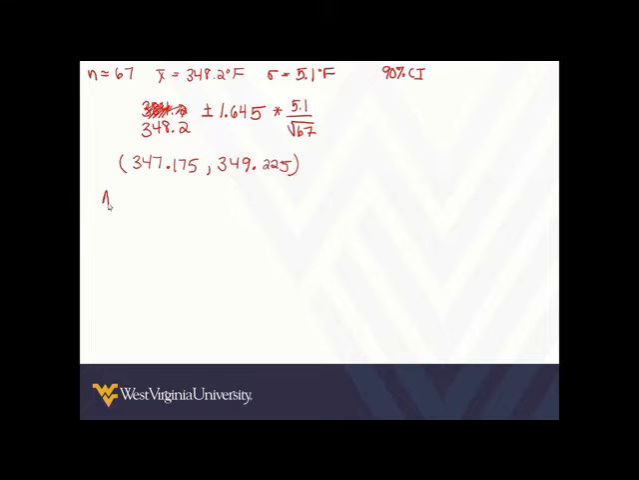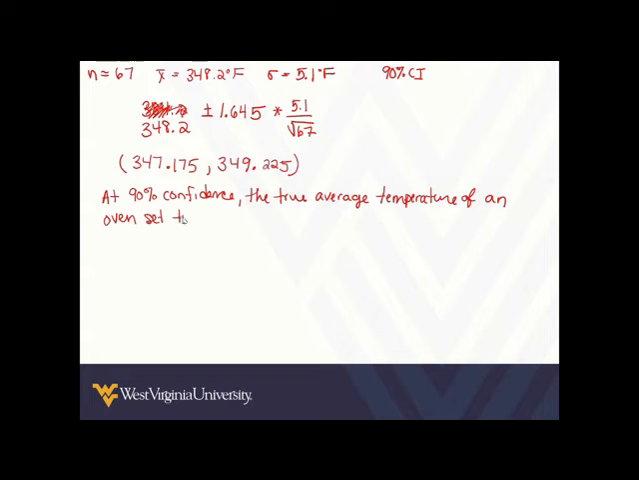And then we can make our proper interpretation that would say at 90% confidence, the true average temperature of an oven set to 350 degrees Fahrenheit is between 347.175 degrees Fahrenheit and 349.225 degrees Fahrenheit.